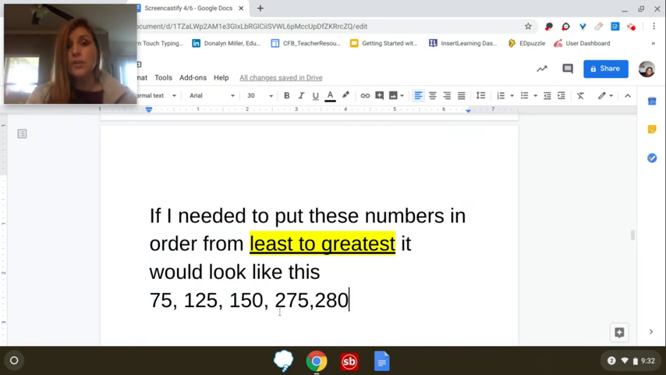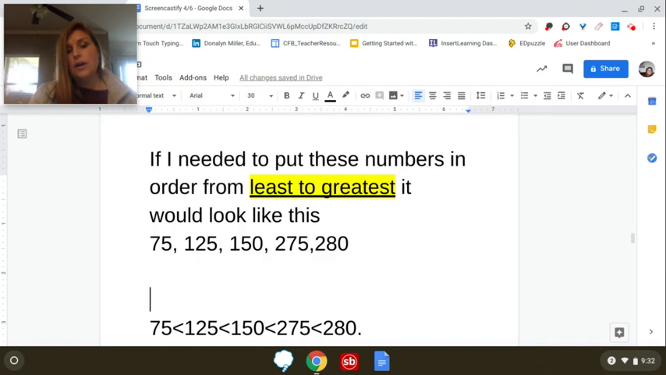Then I move to the hundreds place again, and I look. I have 200 here, and I have 200 here. So again, I'm going to have to look at the tens place now. And here I have 70, and here I have 80. 70 is less than 80. So I know when I finish this list that I have put these in least to greatest order.